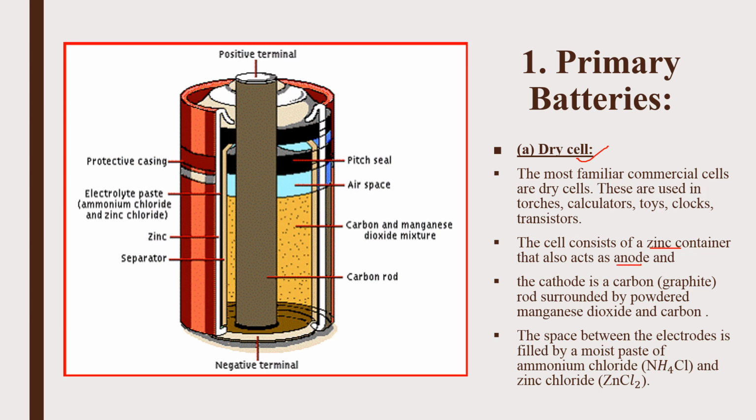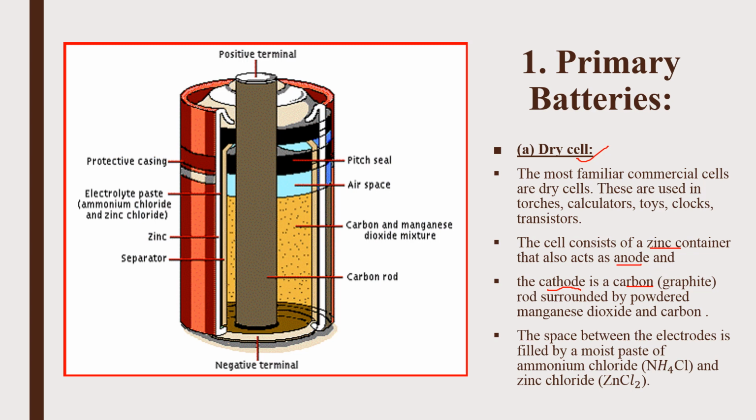The cathode in this cell is a carbon or graphite rod which is surrounded by powdered manganese dioxide and carbon. The space between the electrodes, between anode and cathode, is filled up by a moist paste of ammonium chloride and zinc chloride. This free space you can see in the image also. This is the image of a dry cell.